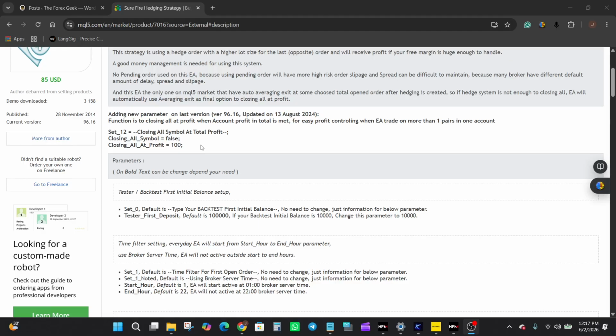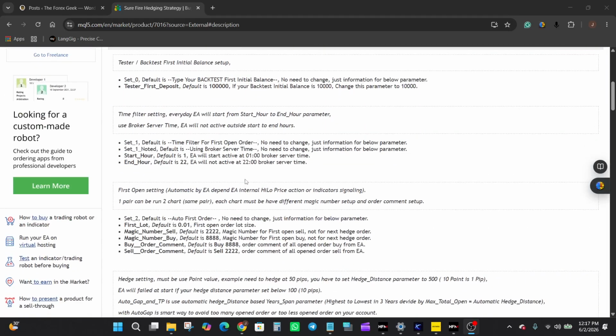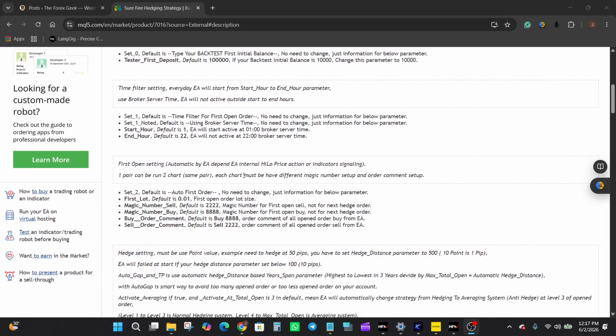Now, moving into the settings section, there is a strong emphasis on risk and execution control. For example, there are options for time filtering, allowing the EA to only operate during specific broker hours, as well as spread filtering to prevent trading during unfavorable conditions. There are also parameters for lot sizing, including both fixed lot inputs and scaling methods. The system can adjust position sizes dynamically depending on the hedge structure and whether martingale style progression is enabled.